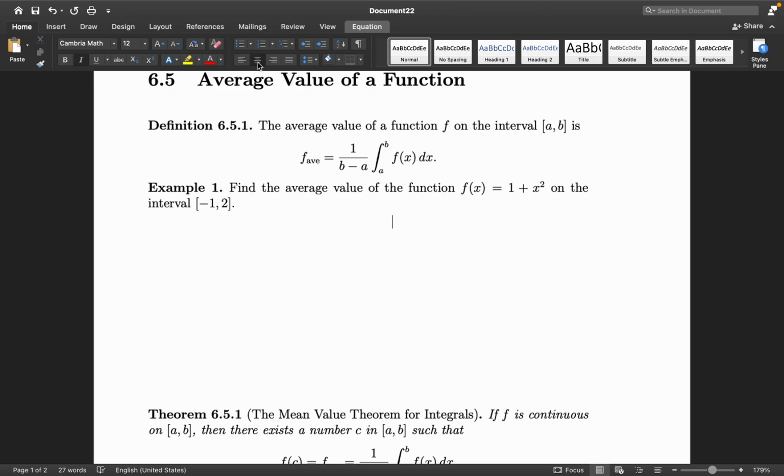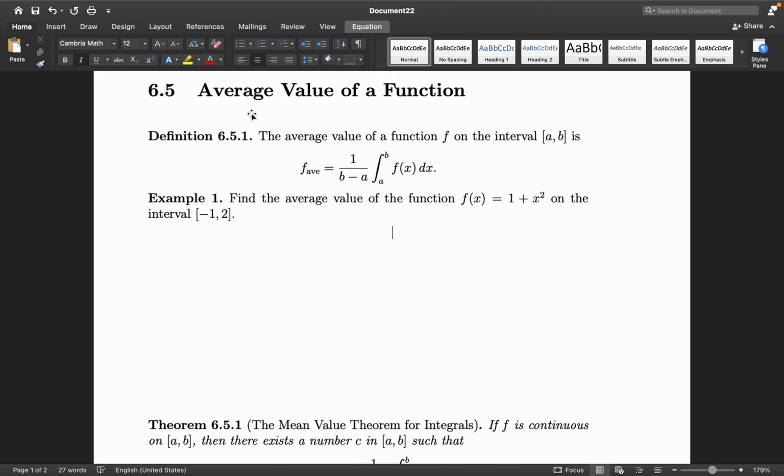Today we're talking about the average value of a function, which is just the average of the integral value from a to b. It's the average of all of its values from a to b. So for example, if I wanted to find the average value of the function f of x equals 1 plus x squared on the interval from -1 to 2, I'm going to have to take 1 over 2 minus -1 times the integral from -1 to 2 of f of x.